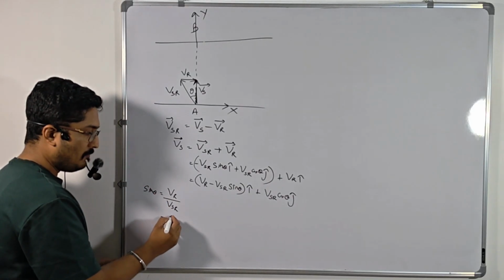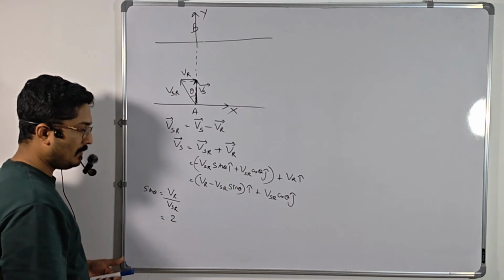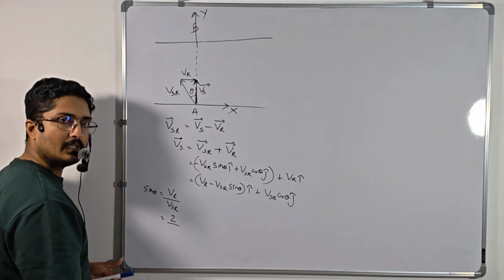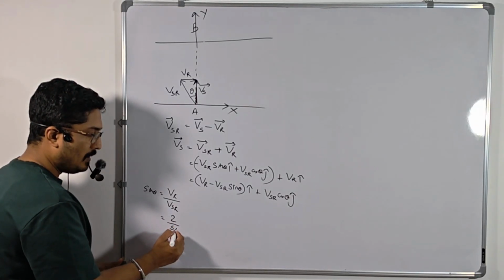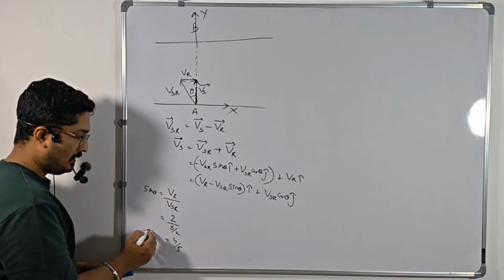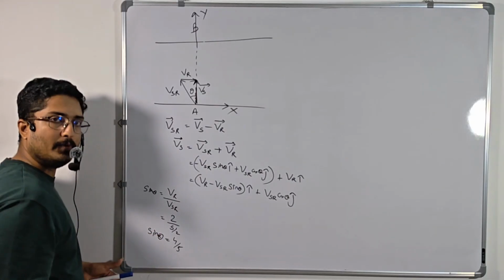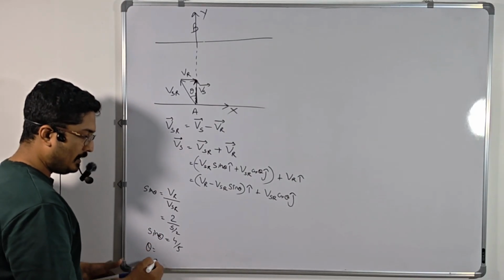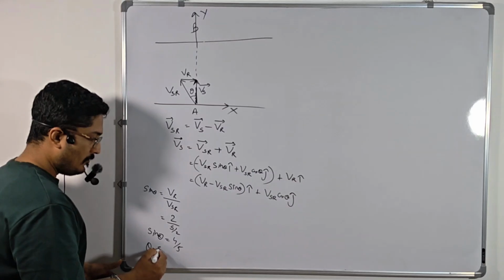Now the velocity of the river is given as 2 kilometers per hour, and the velocity of the swimmer with respect to river is given as 2.5, that is 5 by 2. So I am getting sin theta coming out to be 4 by 5. From there I am able to find out that the theta value should be equal to how much?